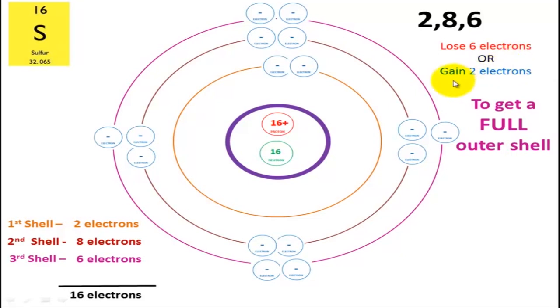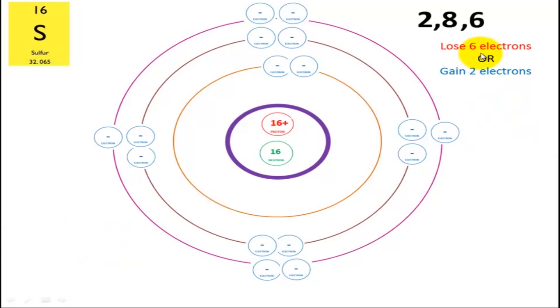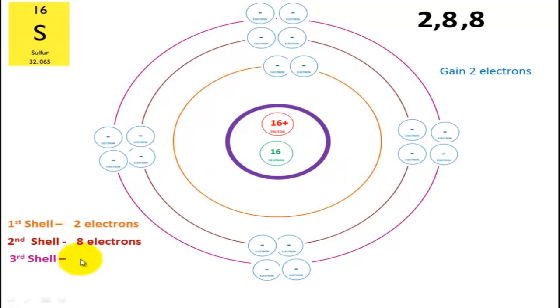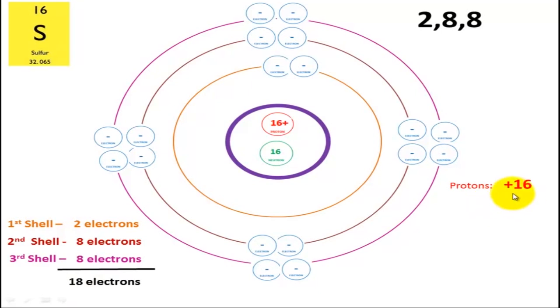The best way to go is to gain 2 electrons, for it to have 2:8:8. Gaining 2 electrons requires less energy than losing 6 electrons. So the new configuration: first energy level 2 electrons, second 8 electrons, and then the third 8 electrons. In total, we have 18 electrons against 16 protons. So plus 16 for protons, then negative 18, you get a net charge of negative 2. This net charge of negative 2 becomes the charge on sulfur.